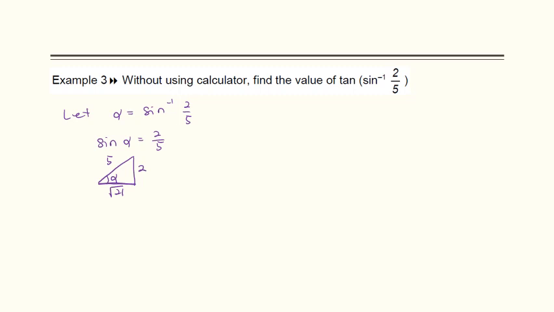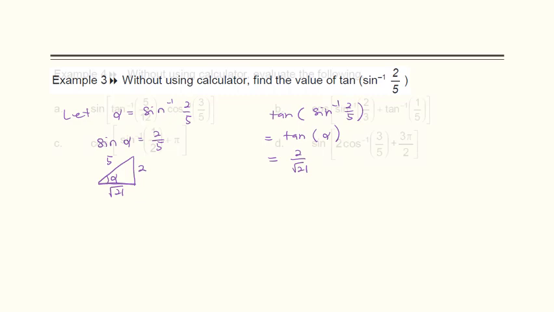Alright. So what does the question want? Tangent sin inverse 2 over 5. Substitute: sin inverse 2 over 5 equals alpha, so tangent alpha. What is tangent alpha? Find it from this right angle triangle. So tangent alpha equals 2 over square root 21. Right? Understand? Okay, next.